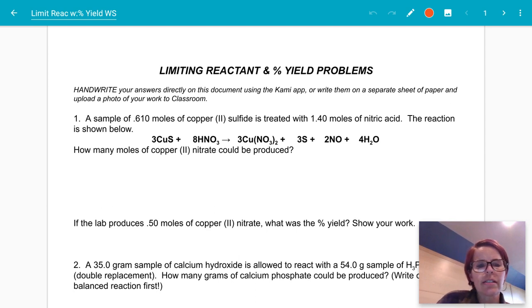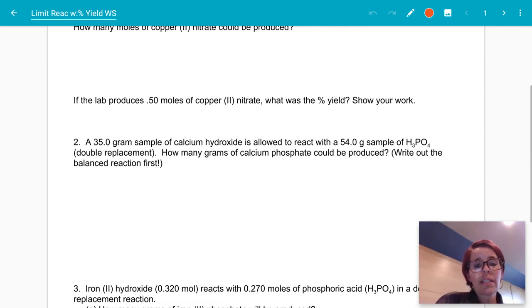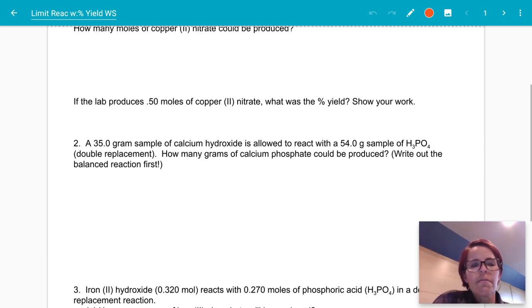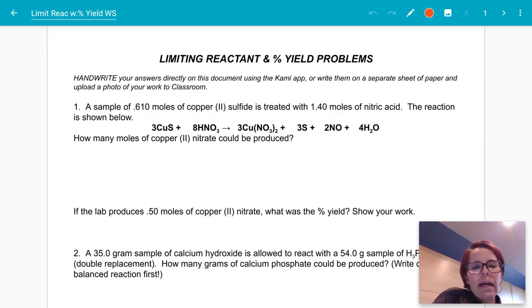Okay, so let's start out. It says a sample of 0.610 moles of copper 2 sulfide is treated with 1.4 moles of nitric acid. The reaction is shown below. I will warn you that in the future, they don't give you the reactions. So on problem number 2, they tell you it's a double replacement reaction. You have to figure that out, right? Okay, so it says how many moles of copper 2 nitrate could be produced? So let's try that right off the bat.